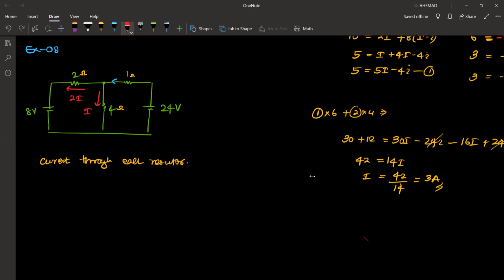Here, when do we use current divider? Current divider is when you have two resistors connected in parallel. These two resistors are not in parallel because we have a battery here. If we don't have a battery or any other component over there, then it is in parallel and you can apply that. So Amna, you clear that we cannot apply.